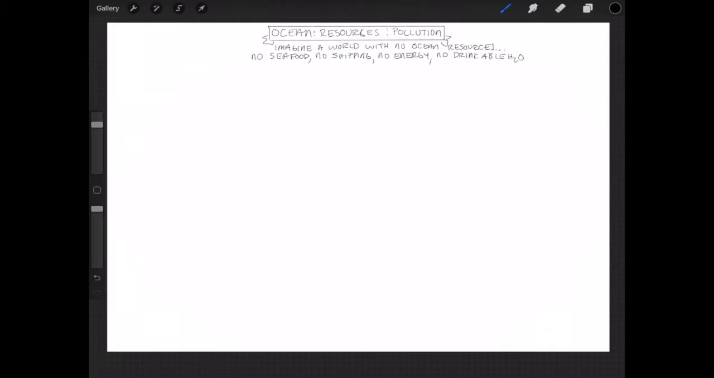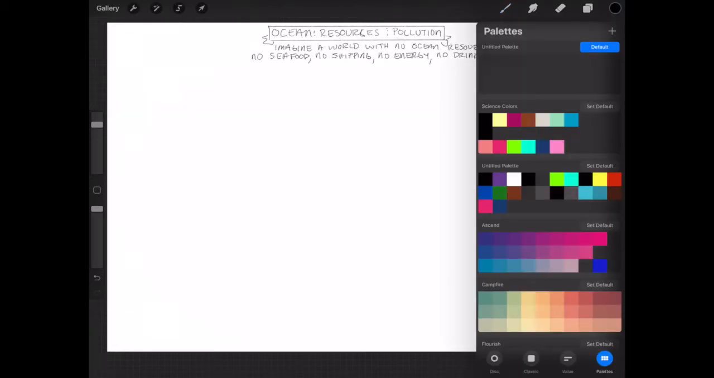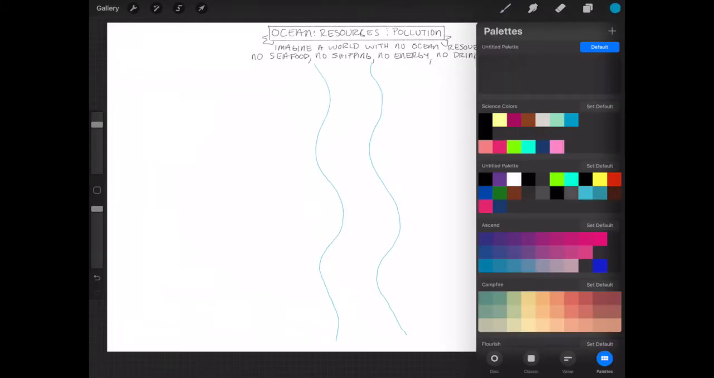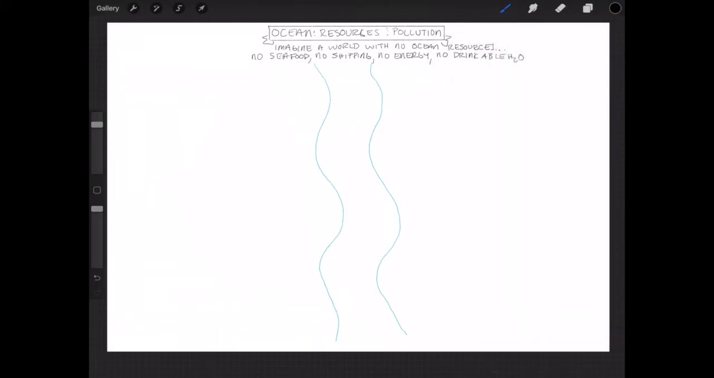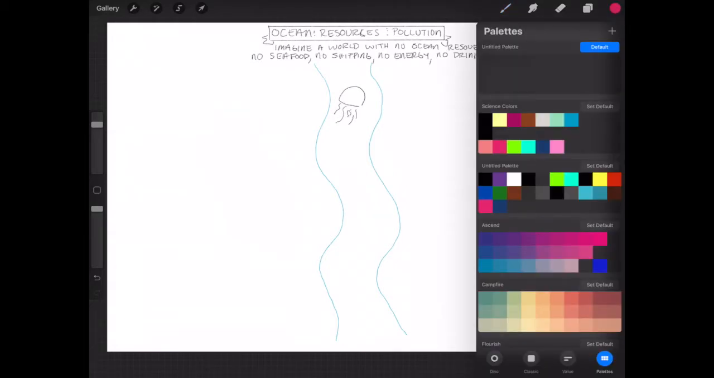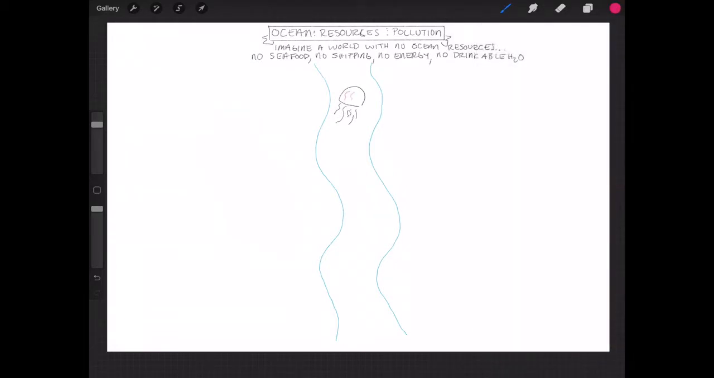Right, the next thing I want you to do is get a nice shade of blue. Use this one right here. And you're going to draw this. This is going to separate our resources from our pollution when we're talking about them. And I'm going to draw in my column a little jellyfish. I got to add a little razzmatazz color for him.